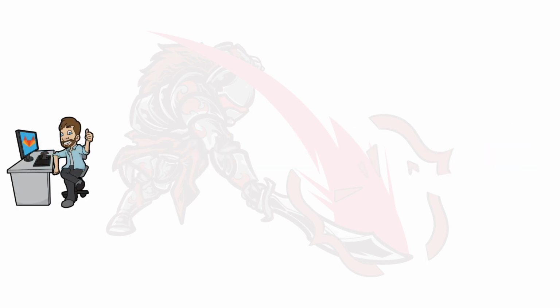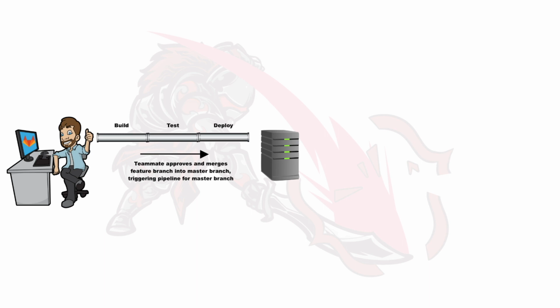Let's say that our teammate goes to gitlab.com and sees that we have a feature branch that has passed all CI checks and is ready for review. Our teammate reviews our code and merges it into the project's master branch. This causes GitLab to again automatically inspect our CI configuration and trigger the appropriate pipeline for the master branch. In this case, our CI configuration defines a three-stage pipeline for the master branch.